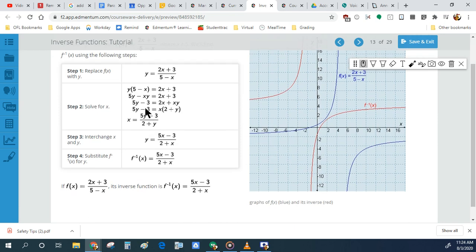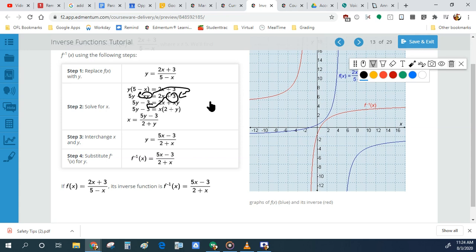And then you're going to add your xy to both sides. So let me get my pen out. This xy is going to be added over here, and that's how we get it there. Or let me do it so you guys can see it here. And you're going to subtract your 3. So you're going to move that over here by subtracting.